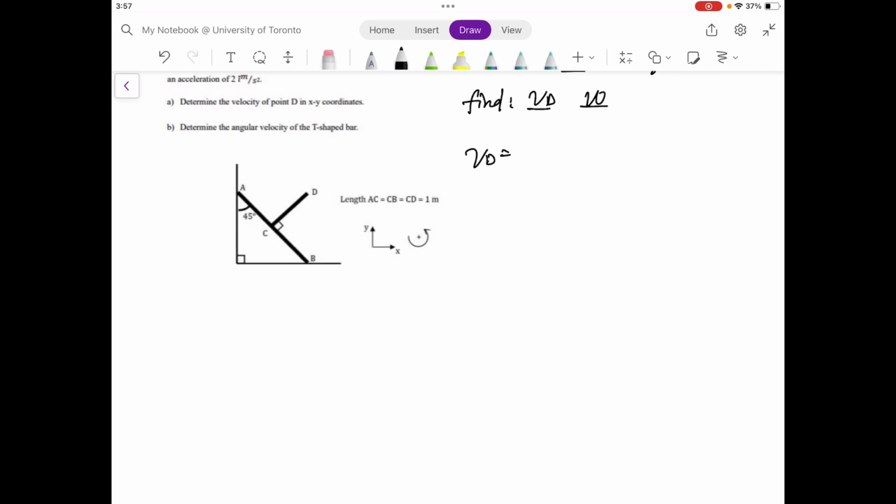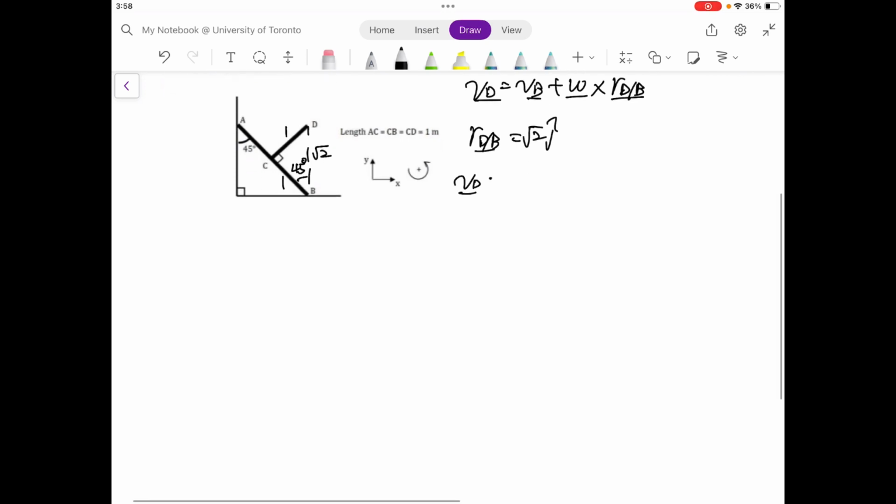So Vd is equal to Vb plus omega cross R BD. According to our diagram, this is 1, this is 1, here's 45 degrees, so BD is square root 2. So R BD is equal to square root 2 J. So Vd is equal to Vb I plus omega K cross R D relative to B J.